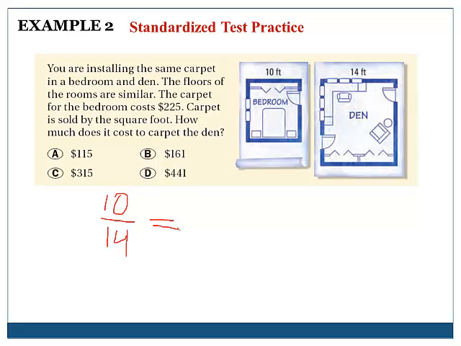and we can set that equal to, remember we're trying to find the cost of the den, so the 14 goes with the den, so that's on the bottom, X, and X represents the cost of the carpet for the den, and what would go on top? That would be our 225.